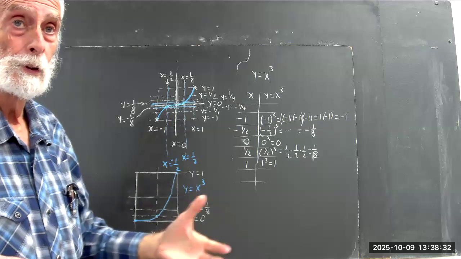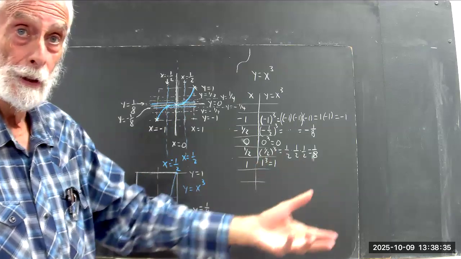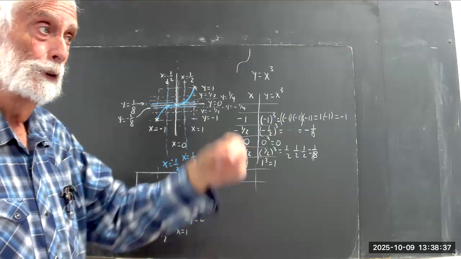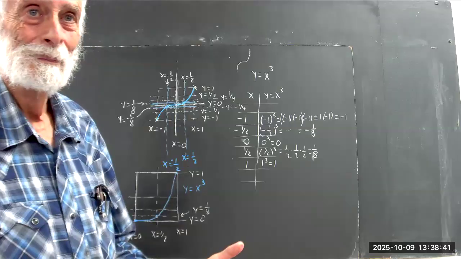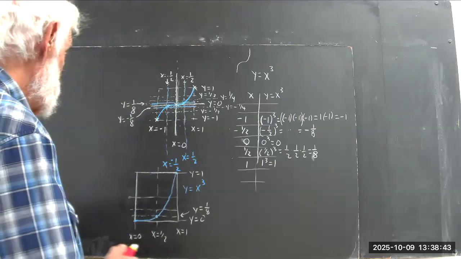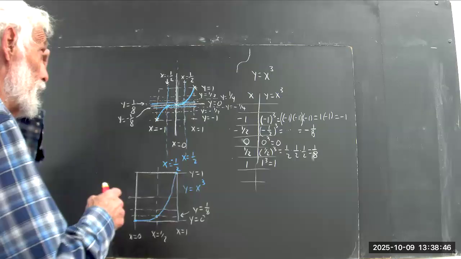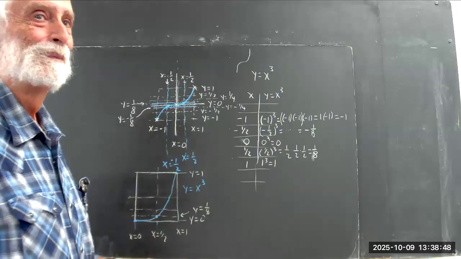It's 8. 2 times 2 is 4. 4 times 2 is 8. 2 times 2 times 2 is 8. People want to do 2 times 3 because there are 3 of them. Okay? And that's real common, so don't feel too bad, but fix it, please.